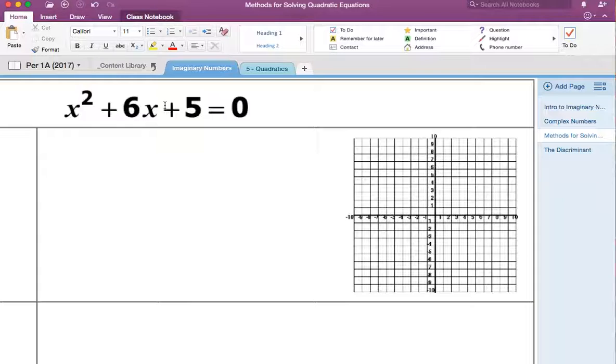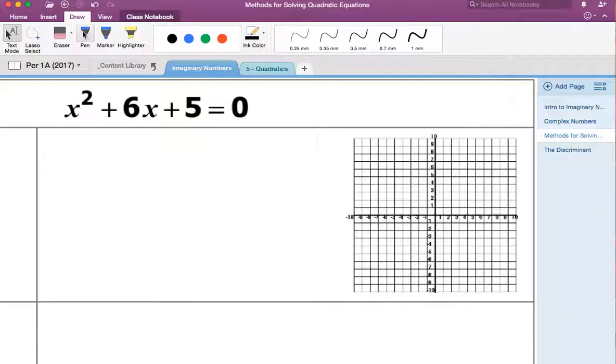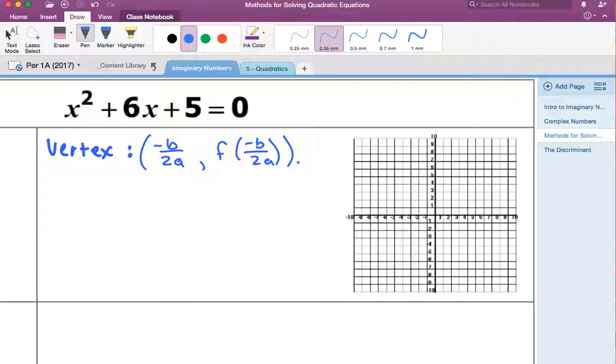The function is in standard form, and if you remember, if the function's in standard form, I can find my vertex by using the formula negative b over 2a. That gets the x value, and then to get the y value, I plug that in, and that's called f of negative b divided by 2a. So that'll help us get the vertex. So we'll start there. So go ahead and find your vertex.